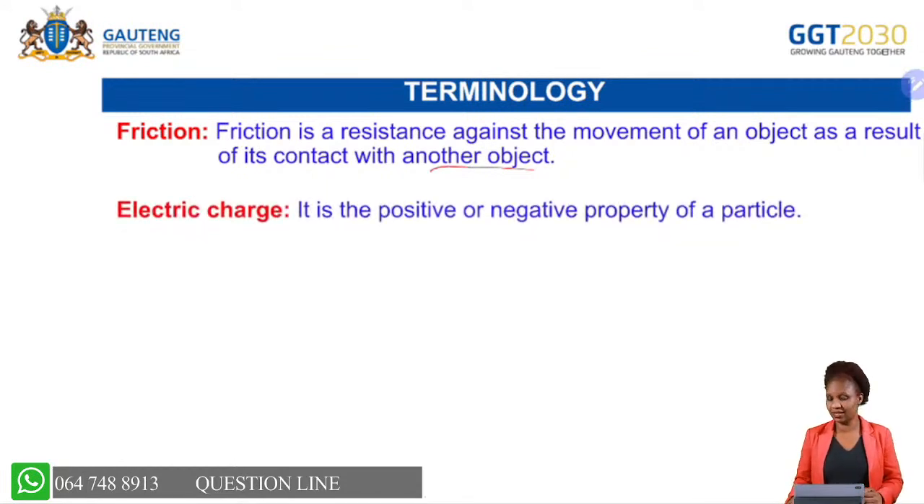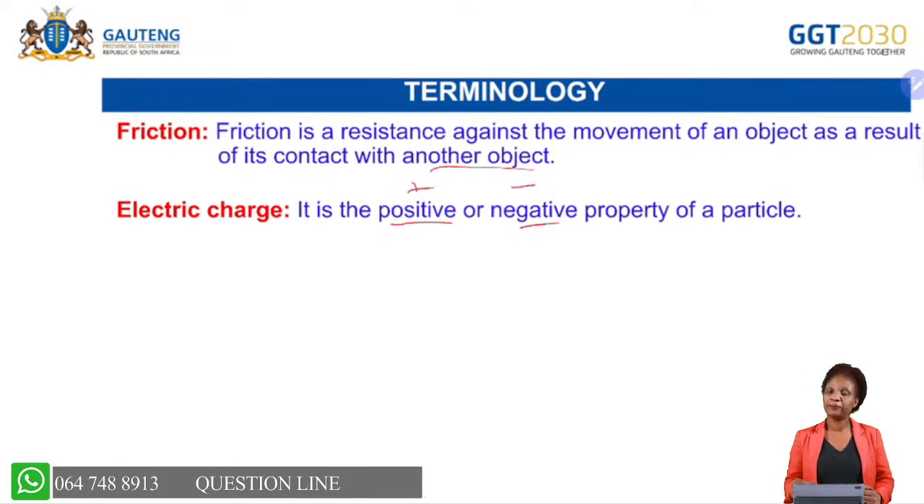Let's define the second term. Electric charge. What is electric charge, grade 8? If we're looking at an electric charge, we're looking at the positive and negative property of a what? Of a particle. That's what we'll be talking about when we're talking about an electric charge. Remember, when we're talking about the positive, these are the protons, and the negative, these are the electrons.